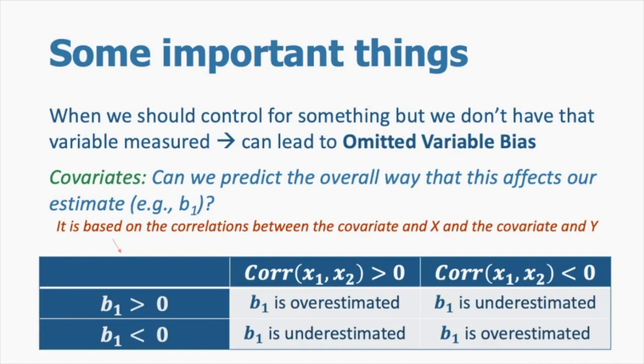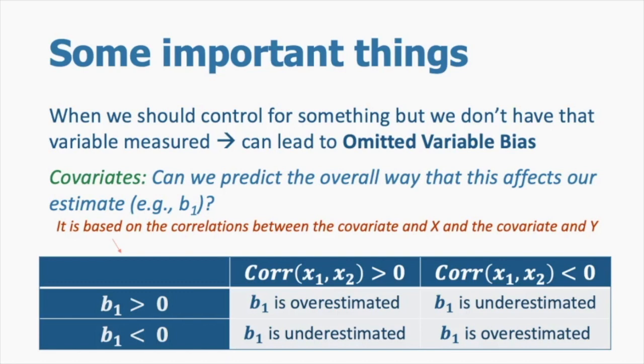So there's some important things that go along with this. When should we control for something that we don't have that variable measured? Say we want to control for experience working at this company when we're looking at awkwardness and income. But let's say in our data, we don't have that measured. We look at our DAG and we're thinking, yeah, we really should control for years of experience at this company to really understand the effect of awkwardness on income. But we just don't have it.